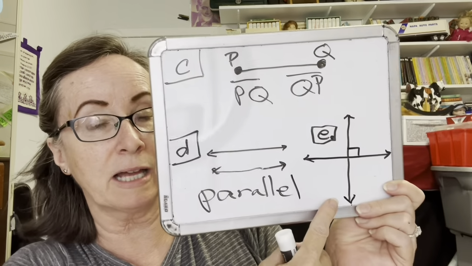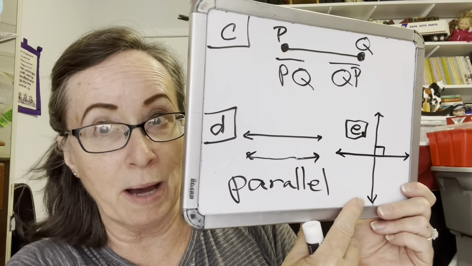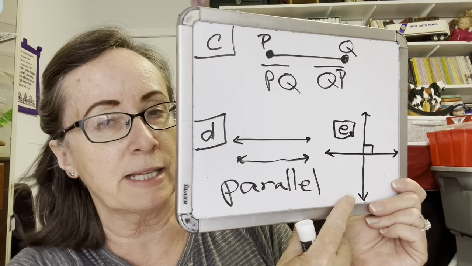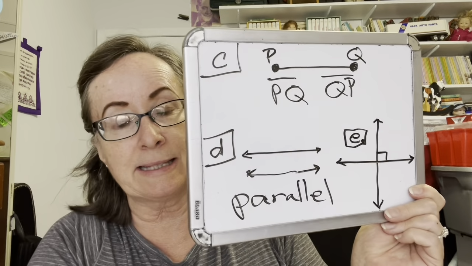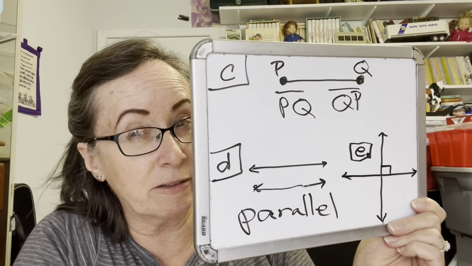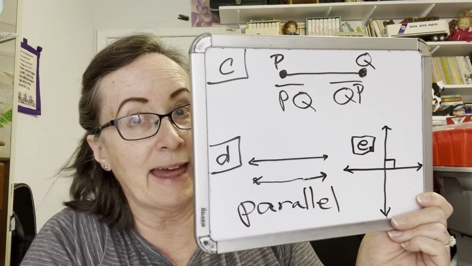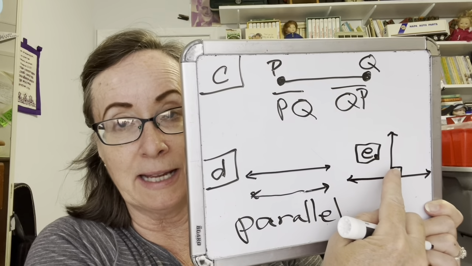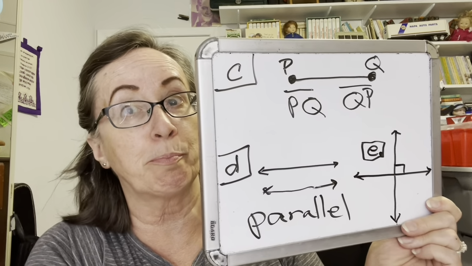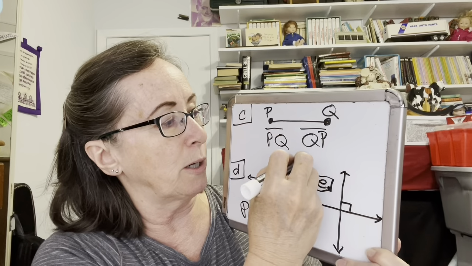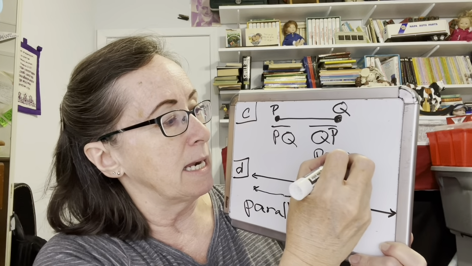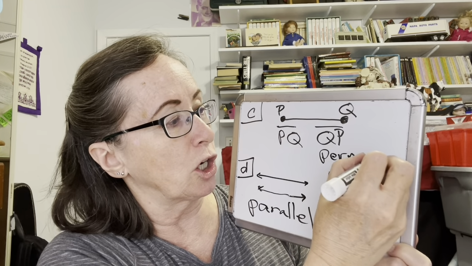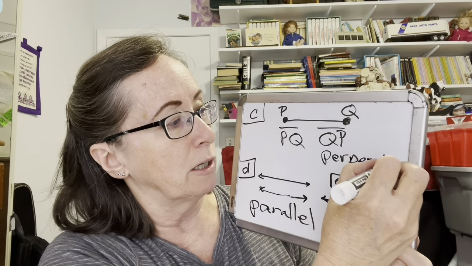Okay, and these two lines are intersecting, but they're more special than just intersecting. They have a little box there indicating 90 degrees. Therefore, that angle right there is a right angle, and the whole two lines are called perpendicular. So perpendicular, and I ran out of space. Perpendicular means that two lines are intersecting in 90-degree angles.